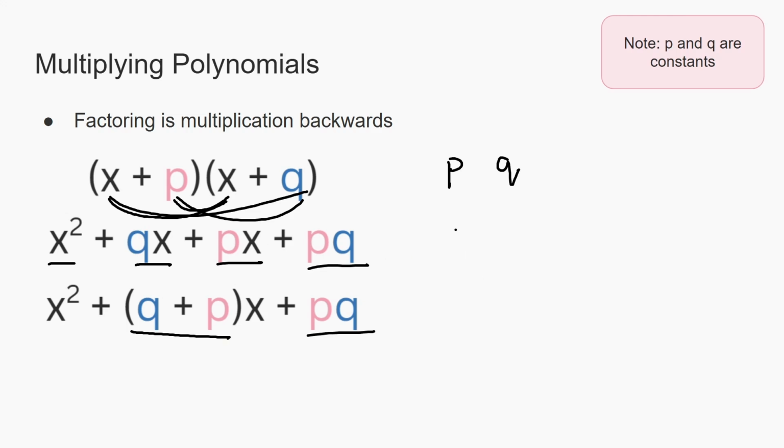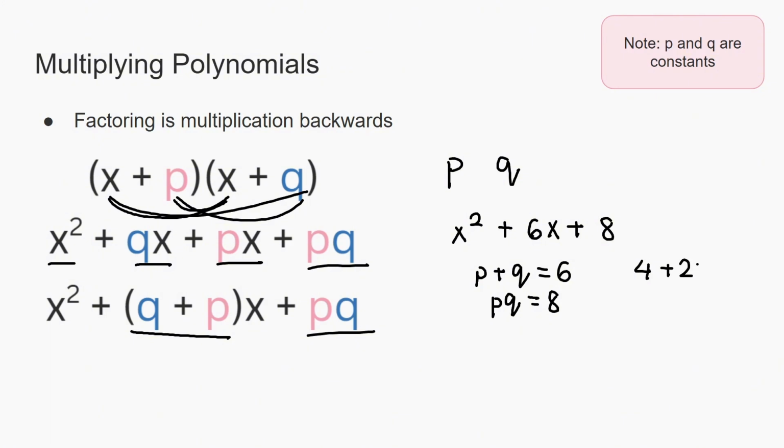So for example, if we have something like x squared plus 6x plus 8, we're looking for p and q, where p and q added up would be equal to 6, and p times q is equal to 8. In this case, p and q would be 4 and 2, because 4 plus 2 is 6, and 4 times 2 is 8.